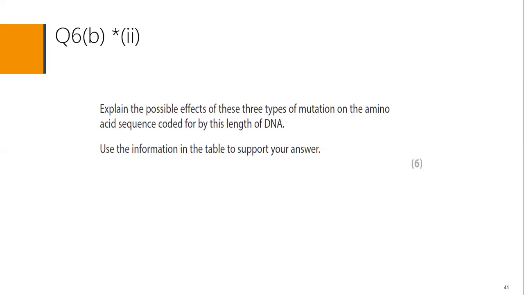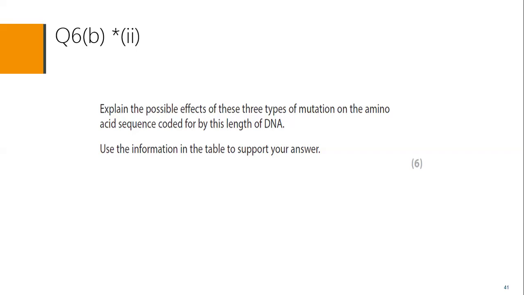Right, we're now going to come on to the levels-based question we're going to have a look at, and I wanted to make sure we had time to discuss this in the level of detail needed. 6B, and then you can see the star between the B in brackets and the 2 in brackets. So that indicates it's a level-based question. Explain the possible effects of these 3 types of mutation on the amino acid sequence coded for by this length of DNA. Use the information in the table to support your answer.